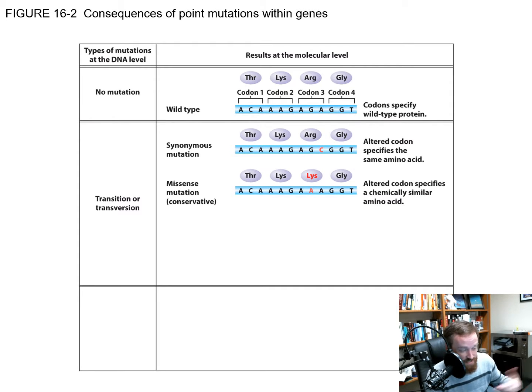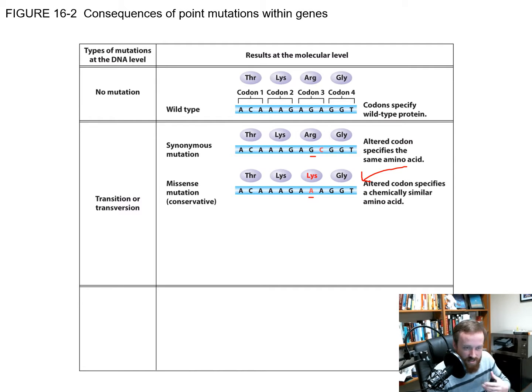Next, we have a missense mutation. And so this is a mutation where, as you can see, we have a G that turns to an A, and thus an arginine turns into a lysine. And so this is an example of a conversion where the codon that we have switched to, from arginine to lysine, specifies an amino acid that's very similar chemically.